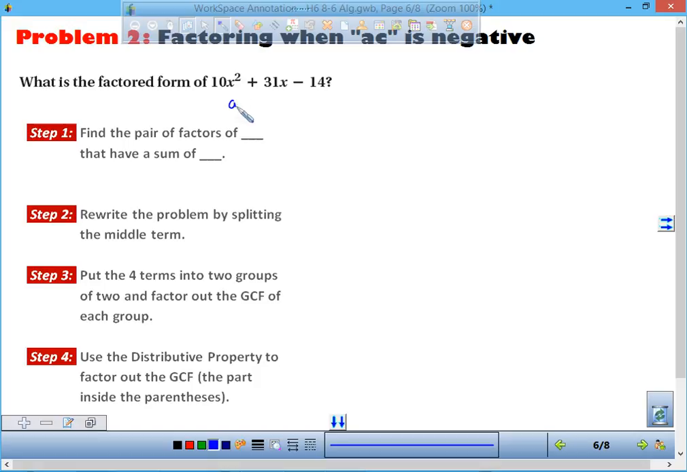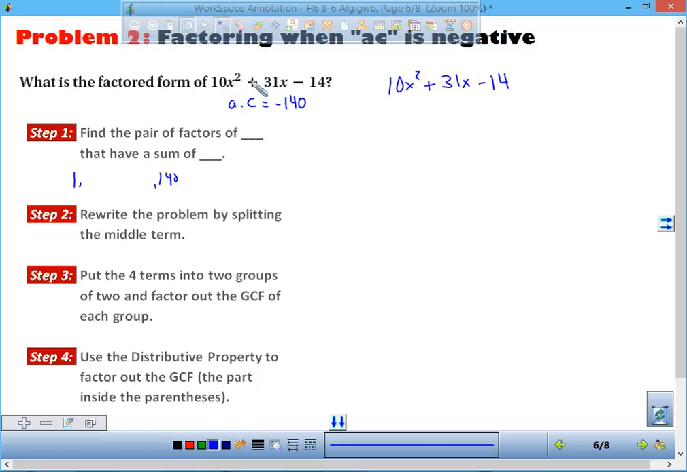Okay, so again, I'm going to multiply a times c. So 10 times negative 14, negative 140. And then we have to find factors of negative 140 that add to give us 31, because we're going to break that 31x up then. So I'm going to rewrite over here so that we can see it a little bit better. Okay, so now we need to think of factors. We could think 1 and 140. That ain't going to work. And we're going to have a positive and a negative, remember, because a times c is negative. So we need a positive and a negative.